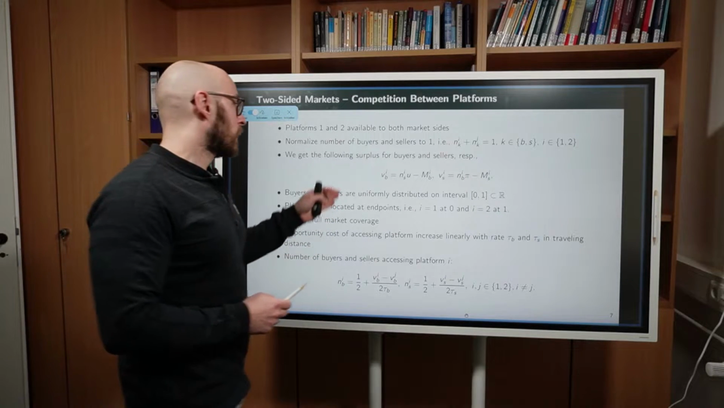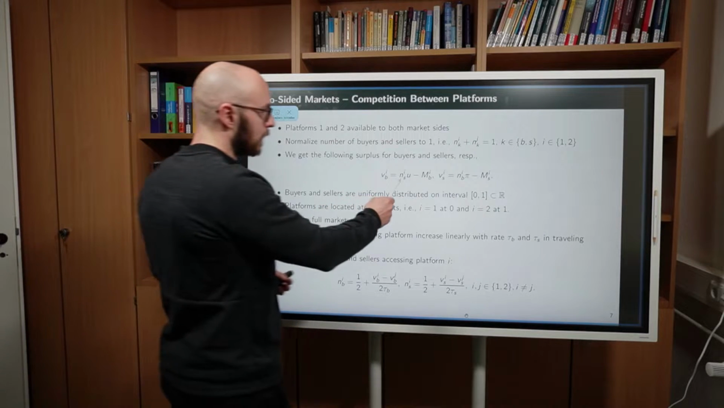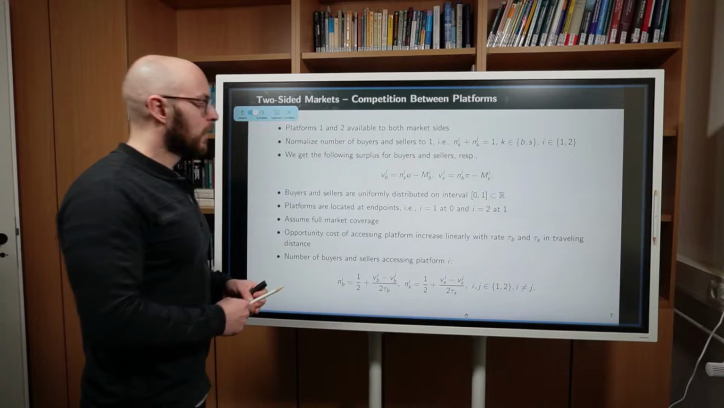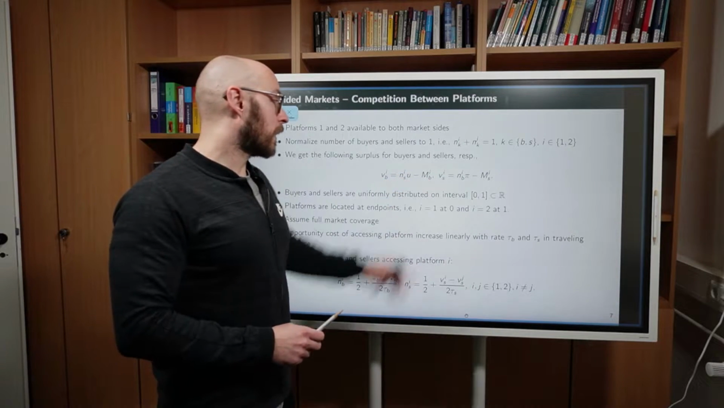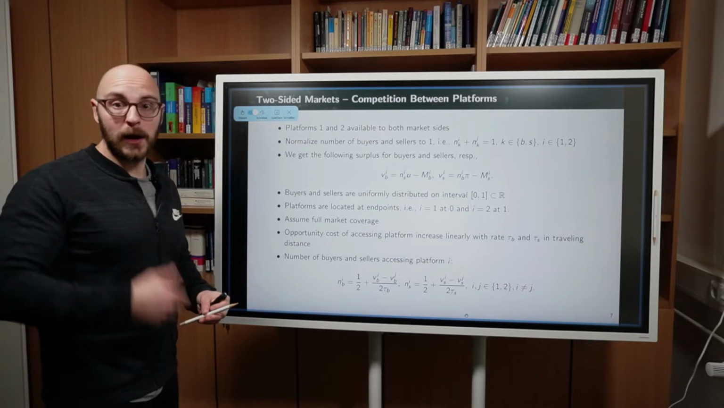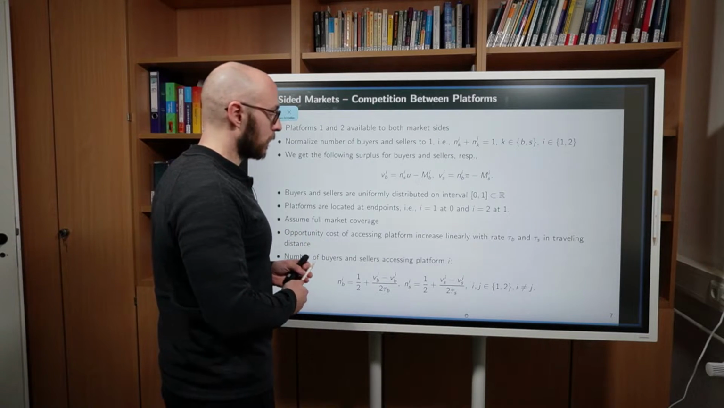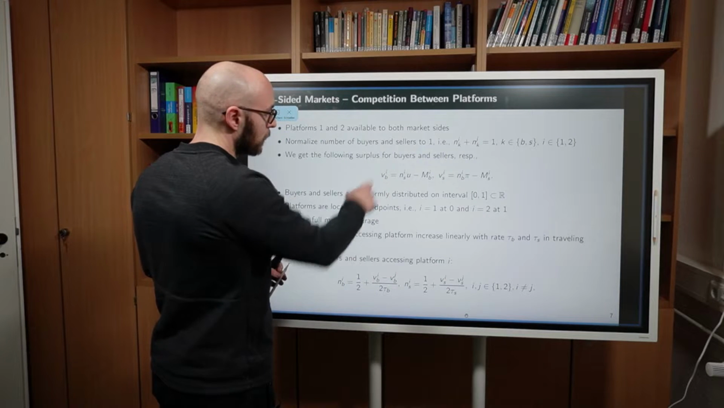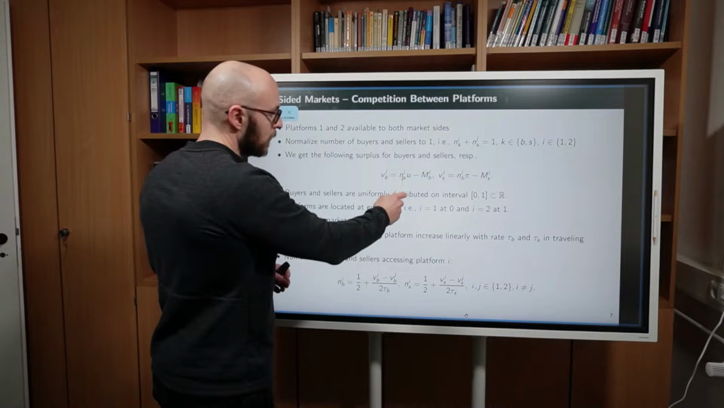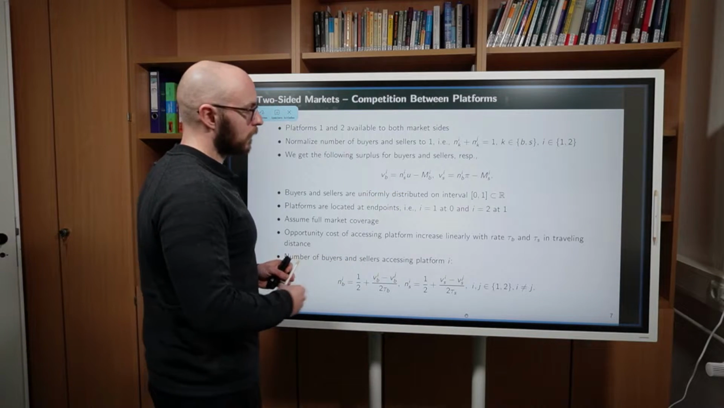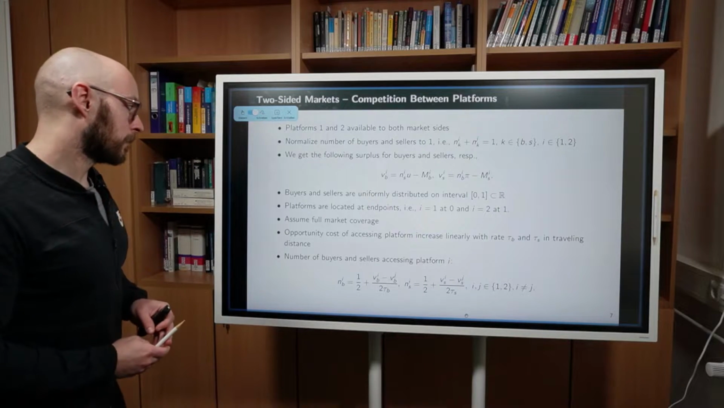Now, the surplus is the same as we had before. For each seller that you have on the platform, the buyer realizes his utility U, and each buyer pays a fixed fee by accessing a given platform I. So the surplus that a buyer gets from visiting platform I is this term here: the number of sellers on this platform times U, minus the fixed fee that the buyer has to pay in order to access platform I.